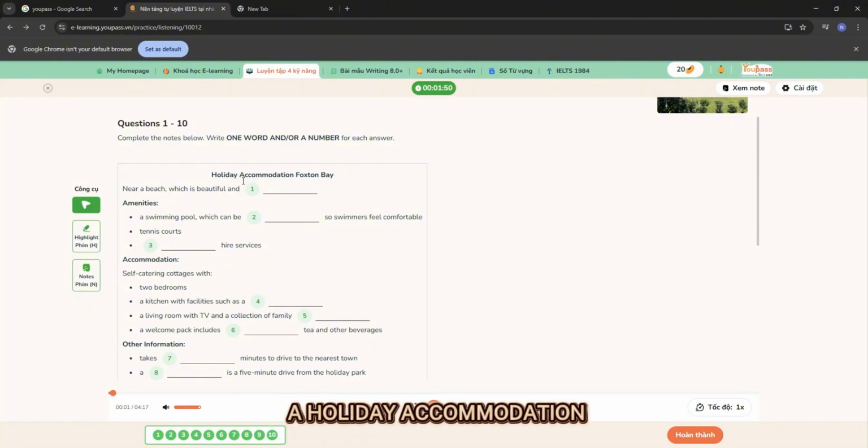Right, so it's about a holiday accommodation. Maybe the speaker here is trying to rent a house or trying to book a hotel. And from this, I know that it will be near a beach, and which is beautiful and something. So probably something related to the exterior, right? The appearance of the house or the accommodation.